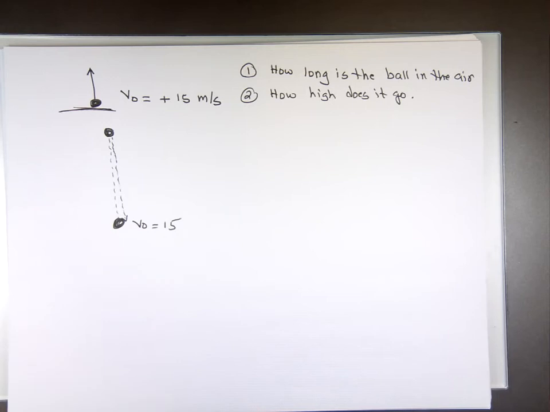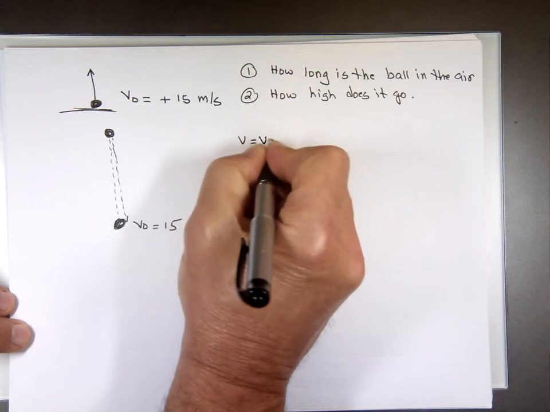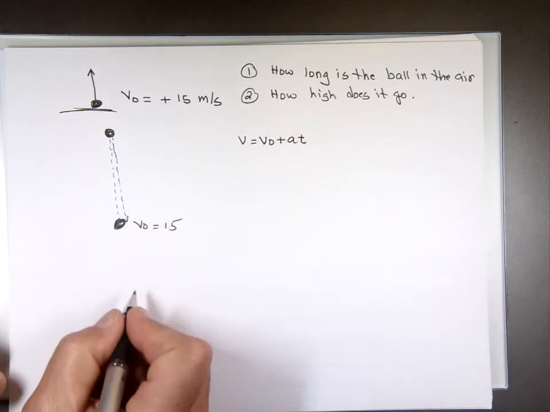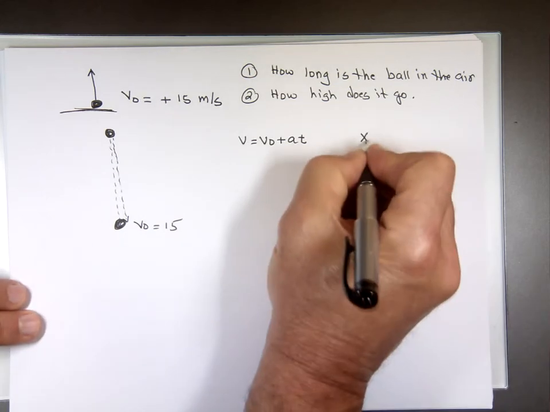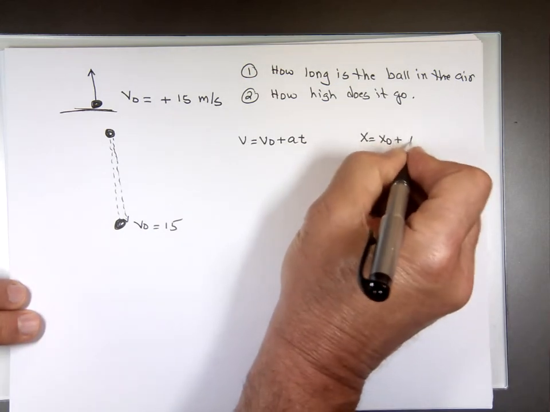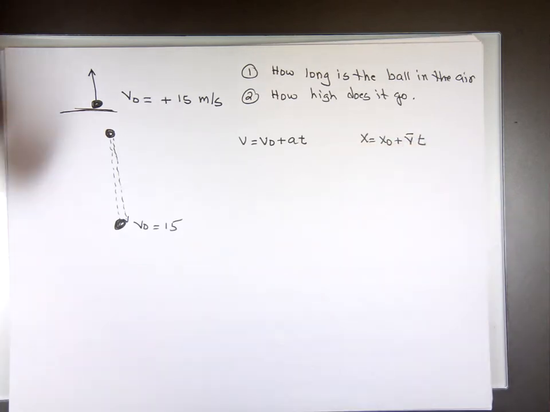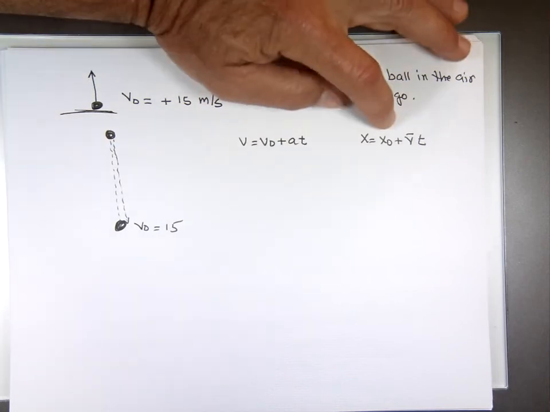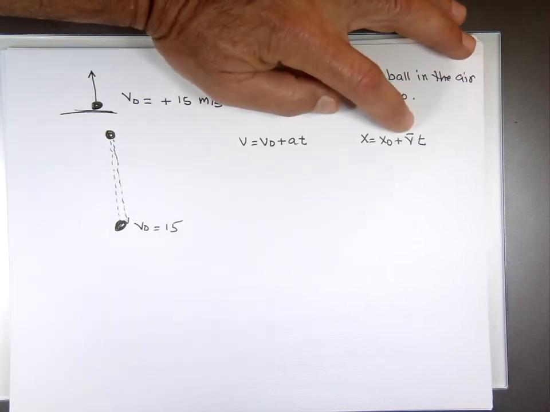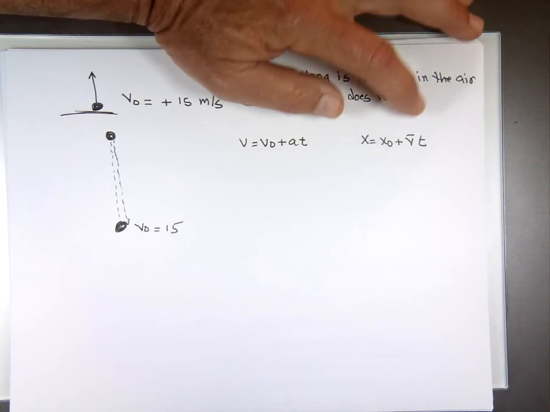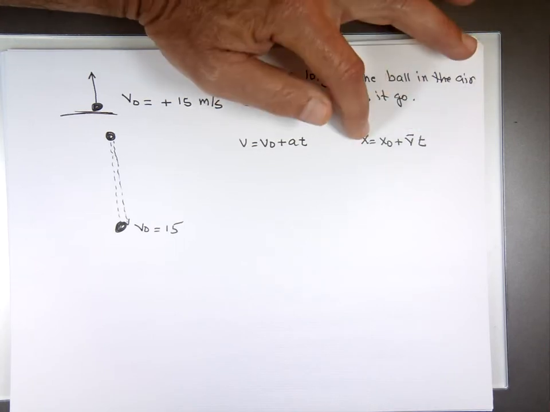I only have two equations. Let me write them here. I have V equals V0 plus AT. That's one of them. The other equation, X equals X0 plus average velocity times time. There's my two equations. How long is the ball in the air? I can't really use that one. Why? I don't know what my average velocity is. I don't know what my time is. I'm looking for it. I don't know how high the ball went.